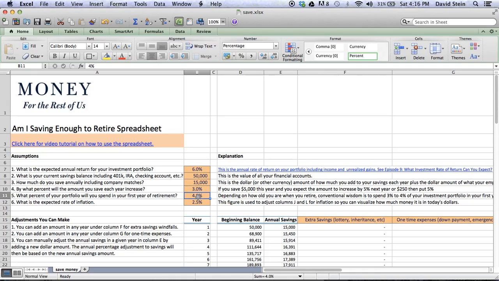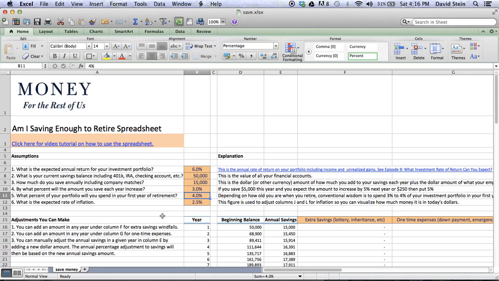Next is, what percent of your portfolio will you spend in your first year of retirement? One of the main reasons I did this particular spreadsheet was to show, all right, here's 20 years from now, here's how much I'm going to have saved based on a particular rate of return, and here's how much I can spend if I retire that year, both in that year's dollars but also in current dollars. And I'll show what I mean by that in a minute.